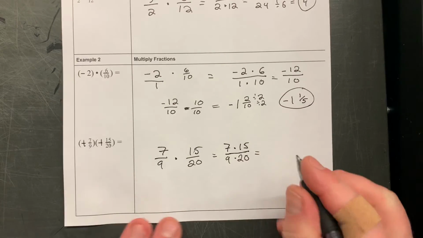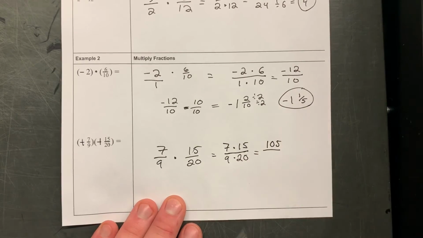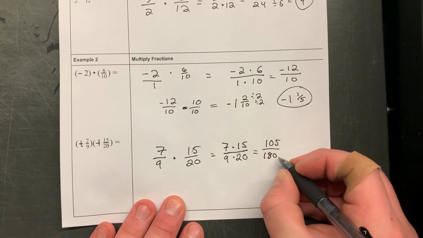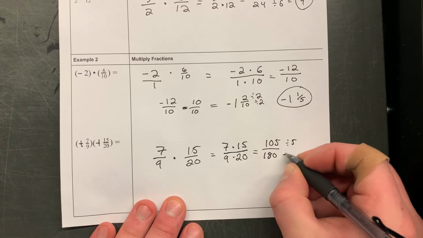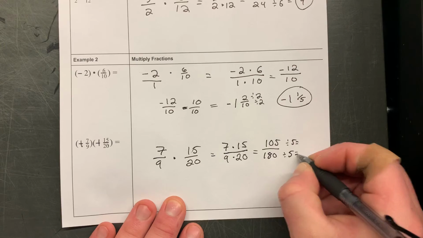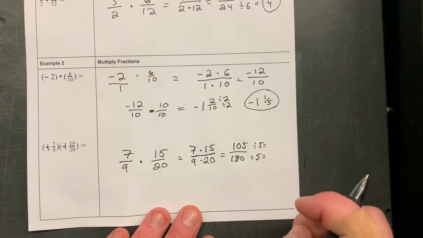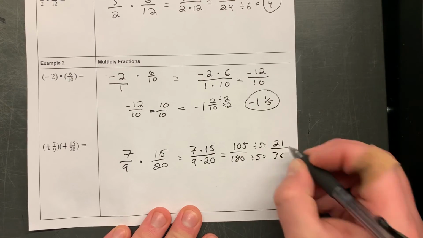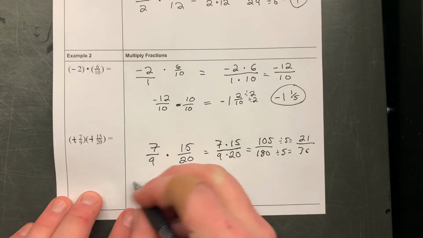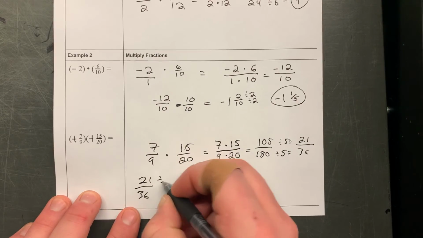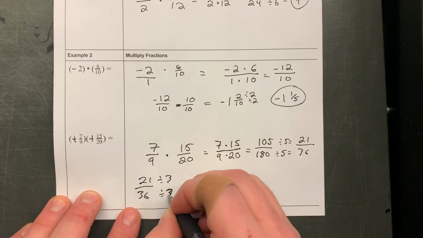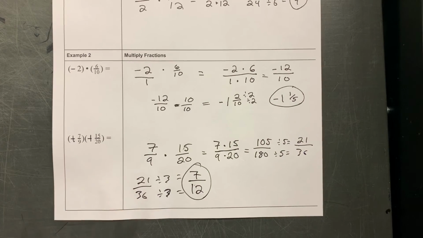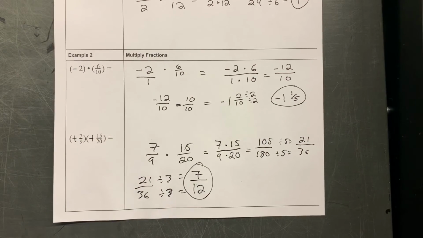7 times 15 gives me 105. 9 times 20 gives me 180. I know this ends in a 5, this ends in a 0, so I know I can divide each by 5. 105 divided by 5 gives me 21. 180 divided by 5 gives me 36. I know that I can divide each by 3 to reduce it down even farther, 7 over 12. I know it's positive because I had two negatives to start.